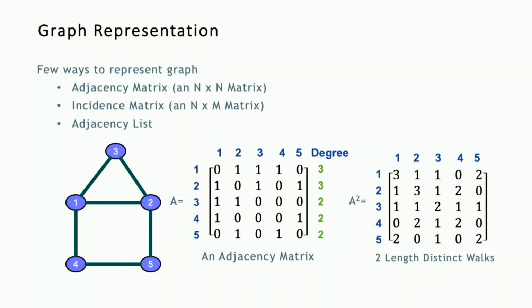Another one would be, let's say from 1 to 5, you have 2, right? So if you look from 1 to 5, what's the length of the walk? It's 1 to 5, and 1, 4, 5. So it's a two-length walk, and there are only 2 ways you can get that. So that's just an interesting property.